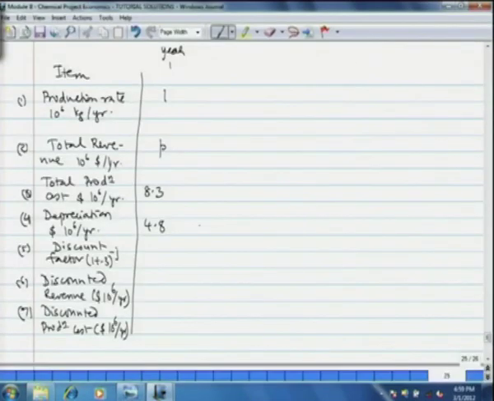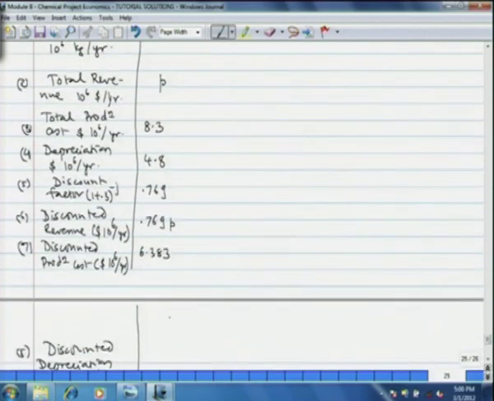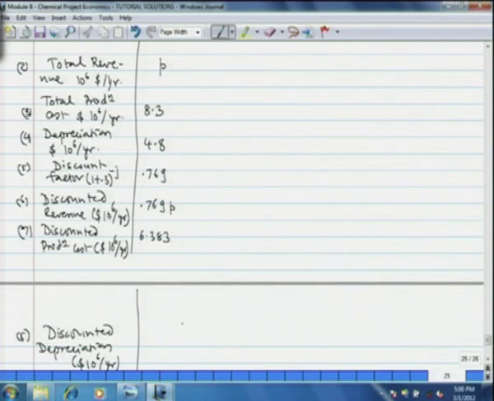We have to calculate the discount factor. In the first year, the discount factor will be 1.3 raised to minus 1, that is 0.769, and after multiplying this 0.769 discount factor to the first three items, total revenue, total production cost and depreciation, we get the discounted price at time 0. So that we do now. Discounted revenue is 0.769 into P, discounted production cost is 0.769 into 8.3, that is 6.383, and then the discounted depreciation is 4.8 into 0.769, that is 3.691.